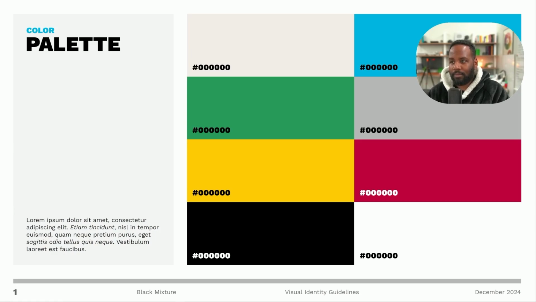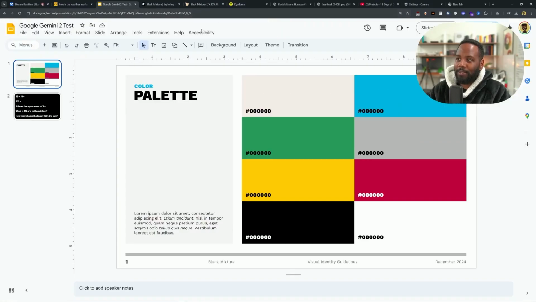The text on the page, which seems to be placeholder text, also needs to be updated to reflect the content it's meant to have. Additionally, there is no indication of how the colors in the palette should be used to maintain visual consistency. Wow, I gotta say, that is an impressive use case. It really handled that with flying colors, no pun intended.